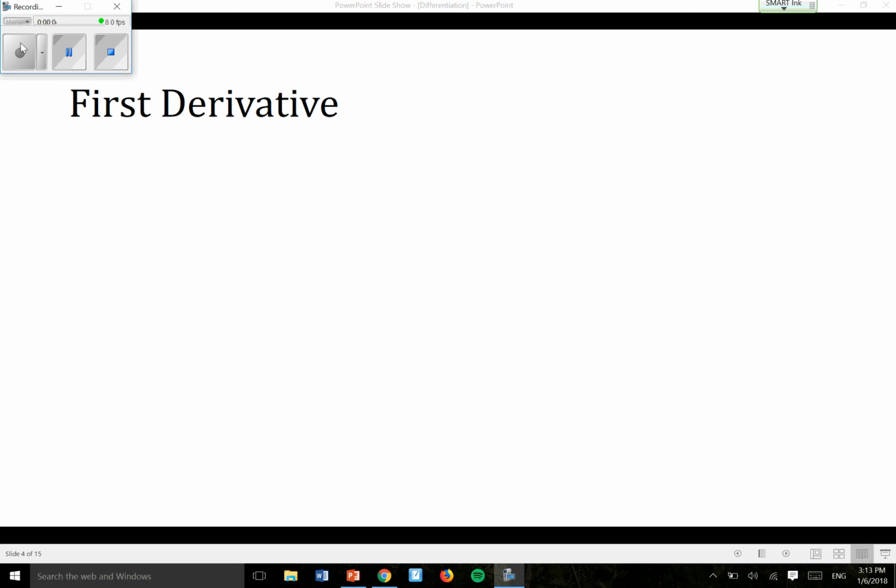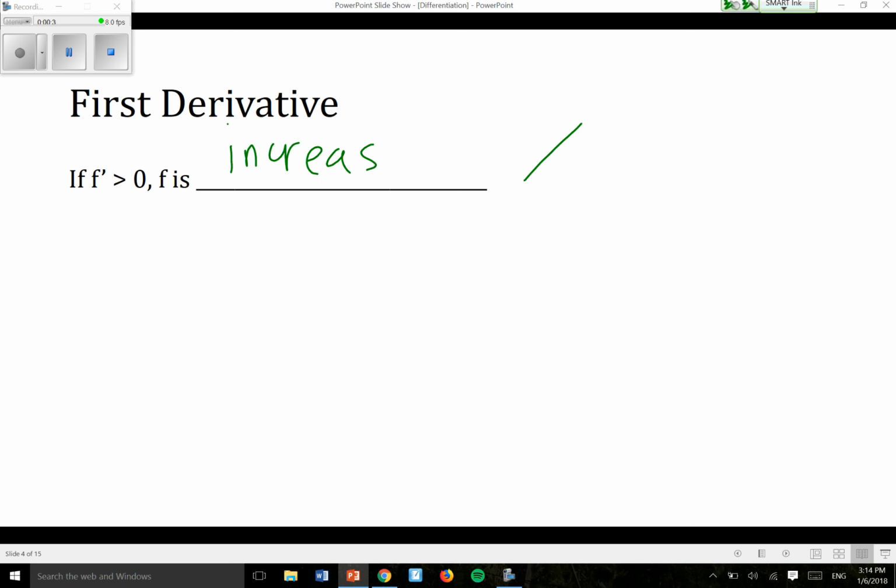Let's take a look now at what our first derivative actually tells us about a function. So when we're looking at our first derivative, remember that tells us slope. So if f prime is greater than 0, if my slopes are all greater than 0, meaning they look like that, then I know that my original function is increasing.